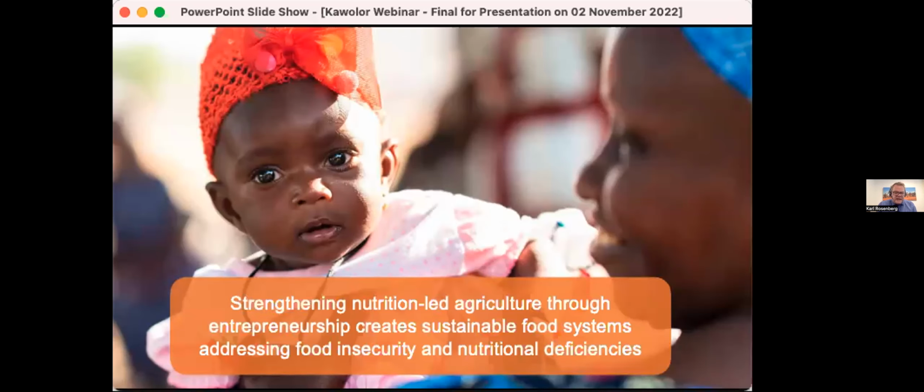What we worked on in Kawolor, the fundamental piece, was strengthening nutrition-led agriculture. And throughout the presentation, you're going to hear this term, nutrition-led agriculture, which is really our food systems approach we've used on Kawolor, and prior to that on the Feed the Future Senegal Yajende project. Feed the Future is strengthening nutrition-led agriculture through entrepreneurship, creating sustainable food systems addressing food insecurity and nutritional deficiencies.